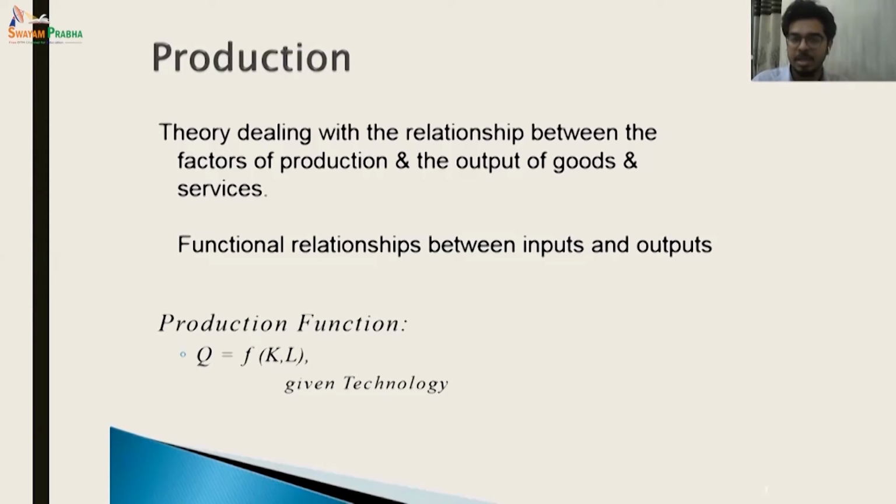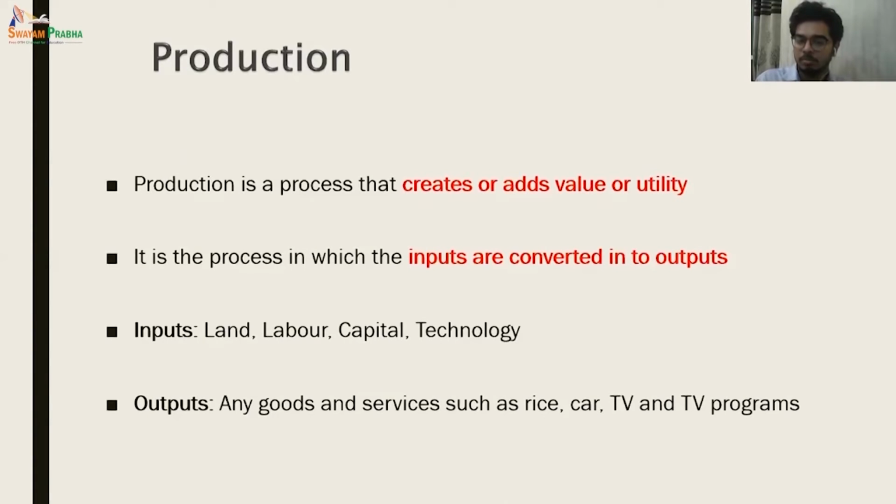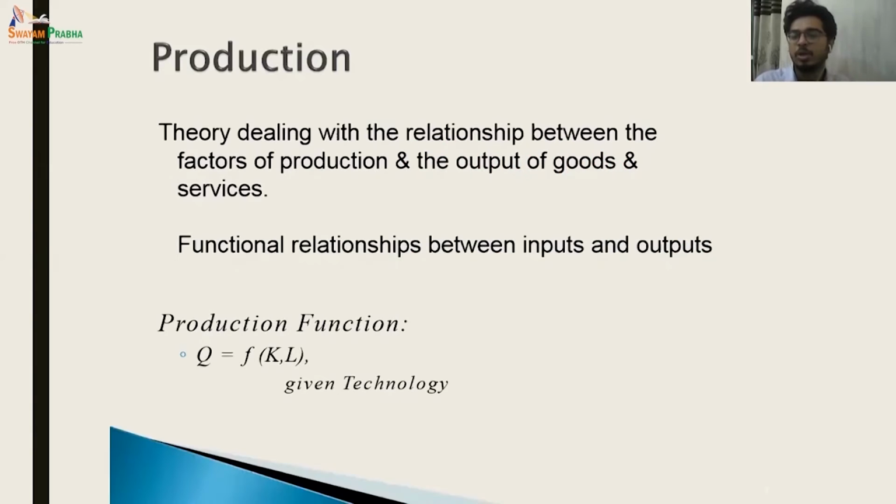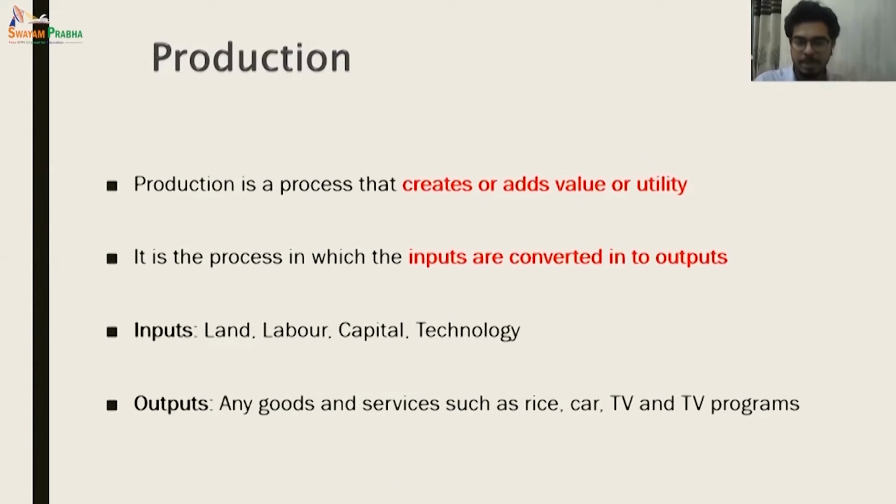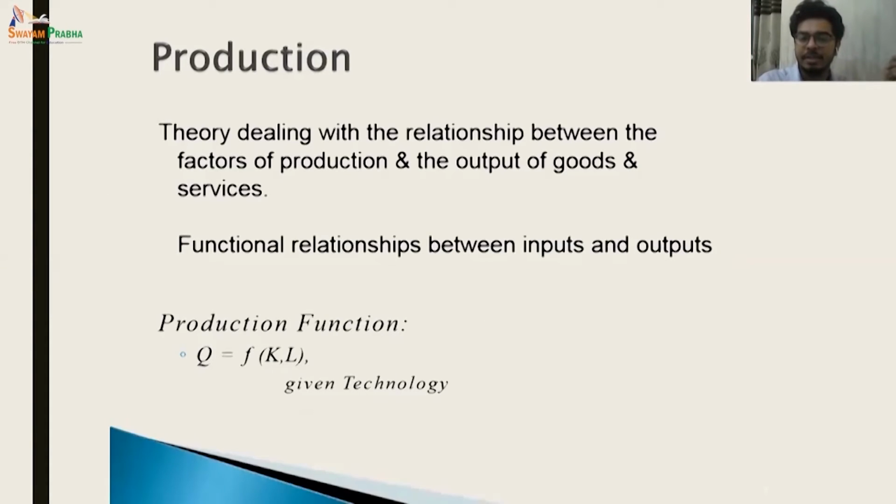This K is capital, L is labor in a two input framework where we will consider just two factors of production. We do not consider the land here. Land can be considered as capital, and generally we consider technology is fixed given the technology. So even if we have four types of inputs: land, labor, capital, and technology, land and capital goes as capital, labor is L, land and capital is K, and technology is given. So technology over here is fixed.